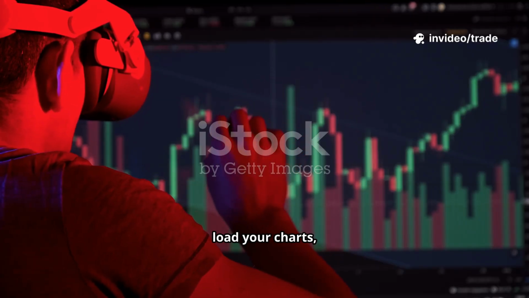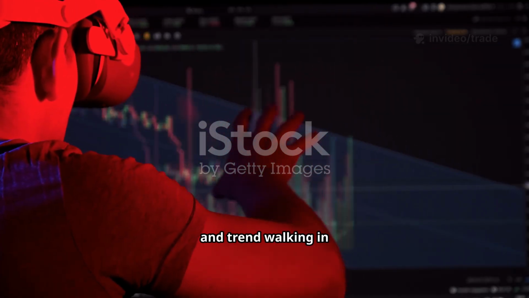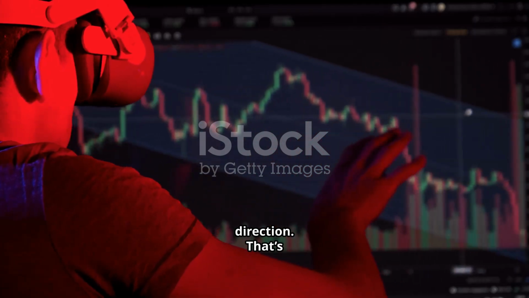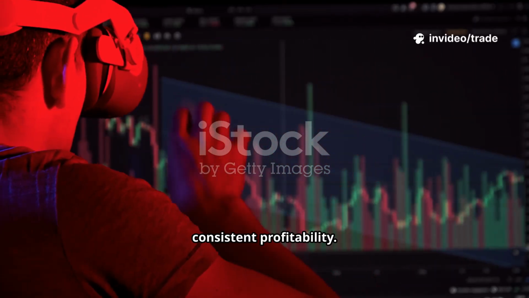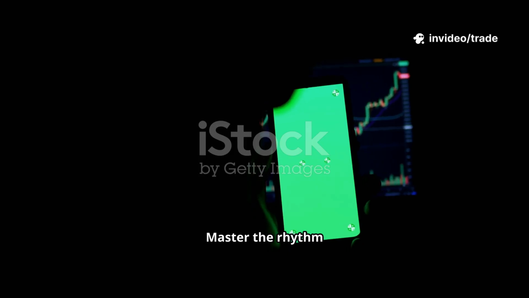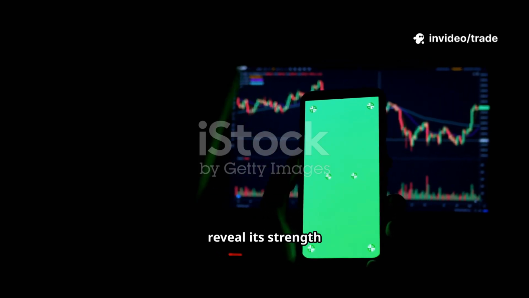So the next time you load your charts, don't just look for entries, look for alignment, momentum and trend walking in the same direction. That's how day traders turn confusion into confidence, and confidence into consistent profitability. Master the rhythm of RSI and ADX, and let the market reveal its strength to you.